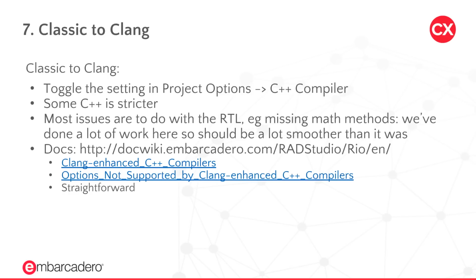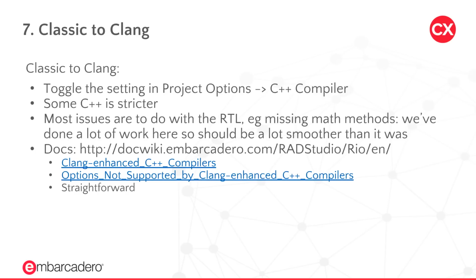So to convert from Classic to Clang, the first thing to do is toggle the setting in the project options. And that's straightforward. Rebuild. Now, you may run into some compile errors. It strongly depends on your code and the methods that you use. The Clang compiler is a little stricter on some C++, and the C++ standard is very precise. The classic compiler was a little more relaxed on some things, on its interpretation of some things.